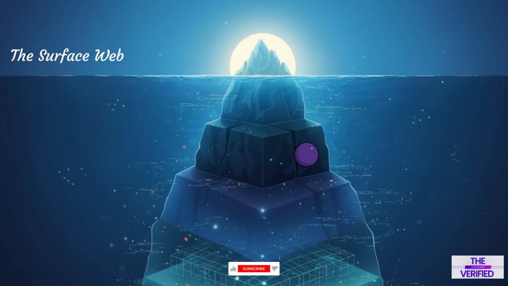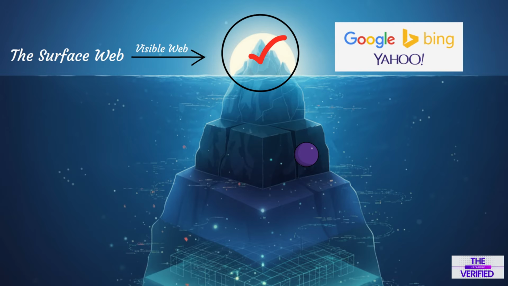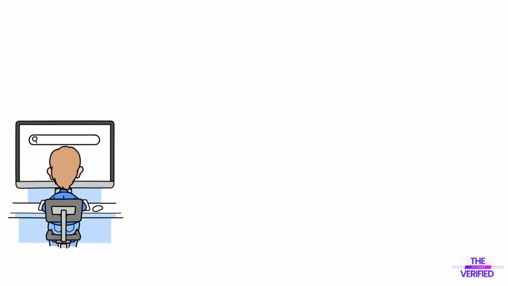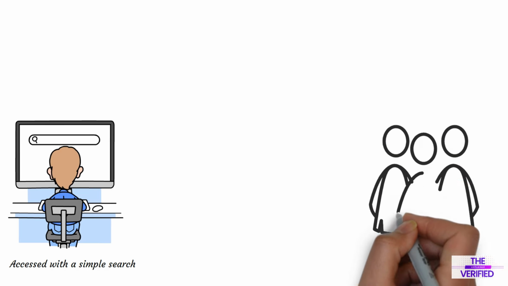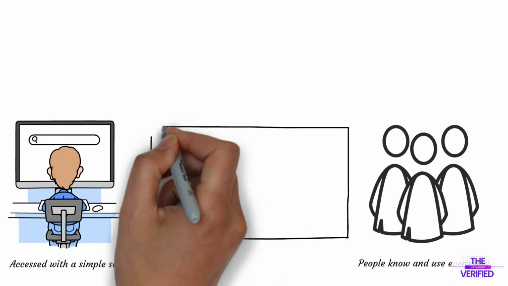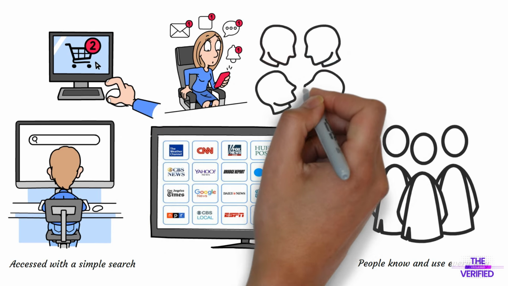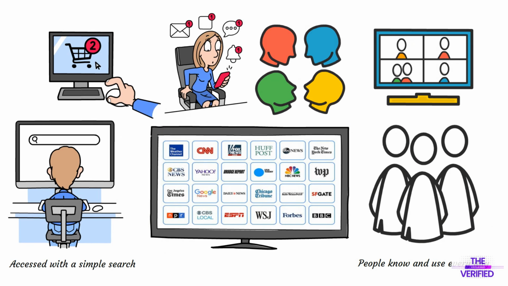The surface web, which is also called the visible web or the indexed web, is the first and most easily reached layer of the internet. It includes all the websites and web pages that are cataloged by common search engines like Google, Bing, and Yahoo. This means that any content on the surface web can be located and accessed with a simple search. This makes it the part of the internet that most people know and use every day. It contains everything from news websites and online shopping stores to social media platforms, discussion forums, educational sites, and much more.